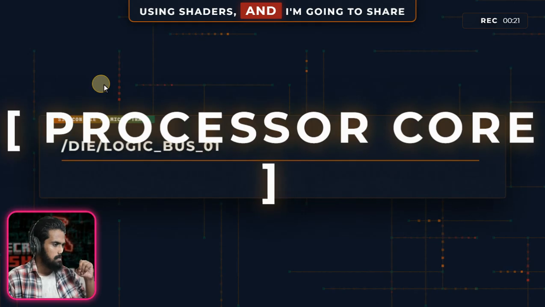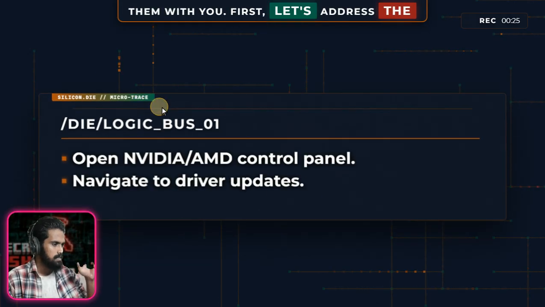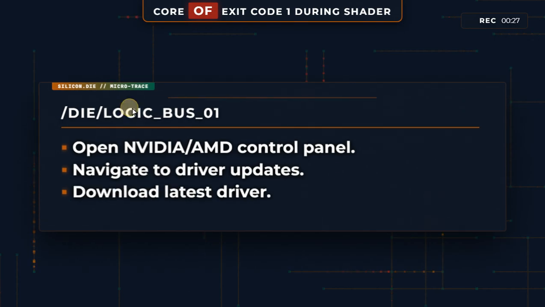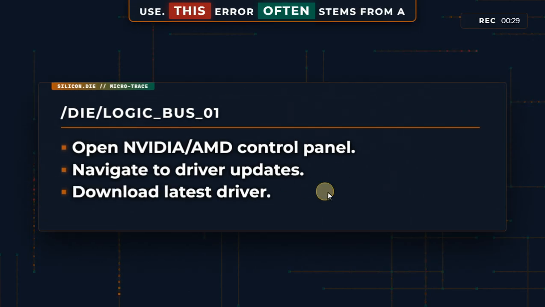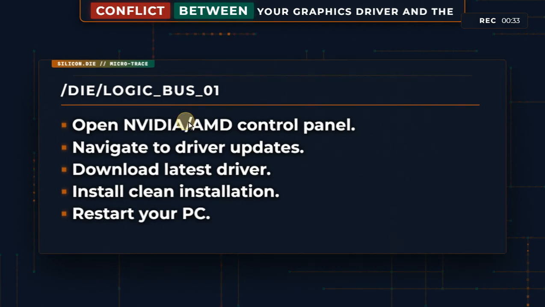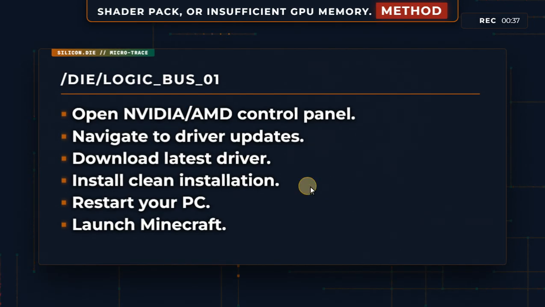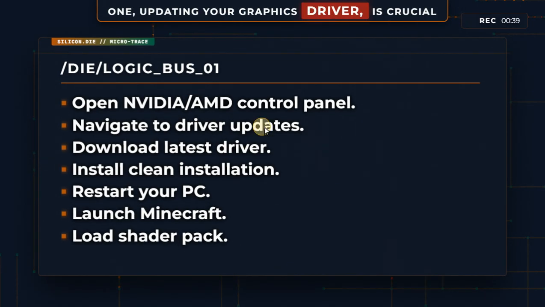First, let's address the core of exit code 1 during shader use. This error often stems from a conflict between your graphics driver and the shader pack or insufficient GPU memory. Method 1, updating your graphics driver, is crucial because modern drivers are optimized for new rendering techniques shaders employ, ensuring better compatibility and stability.